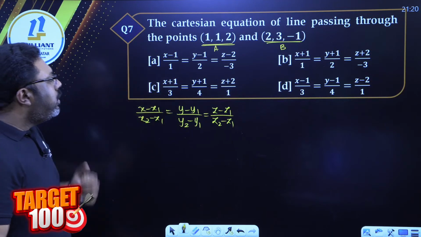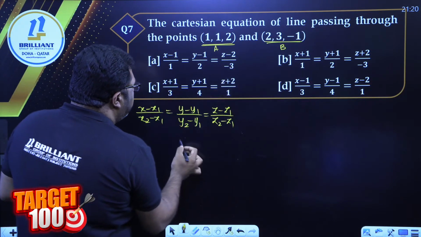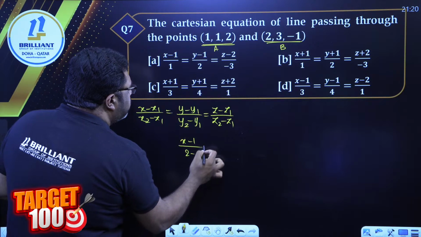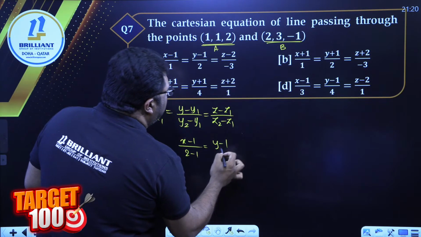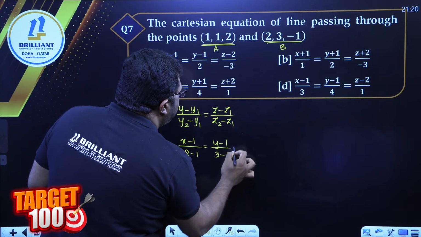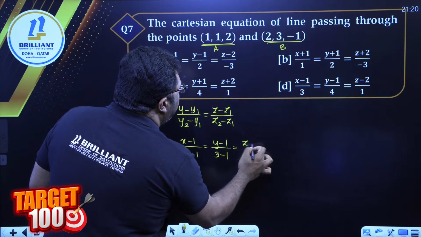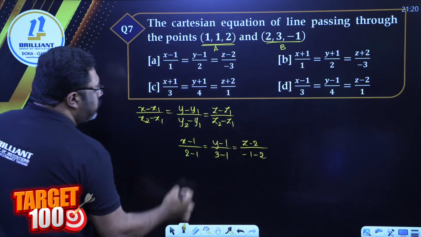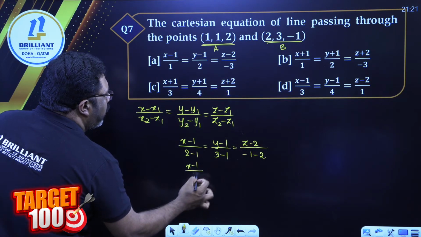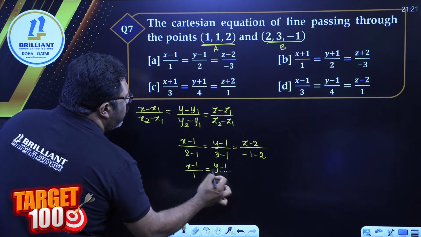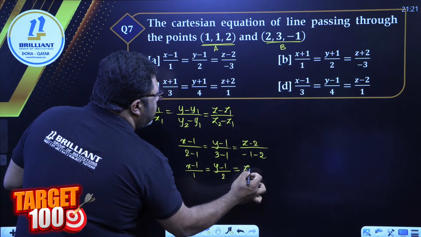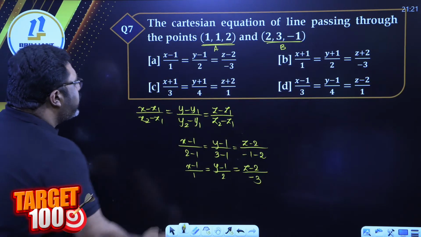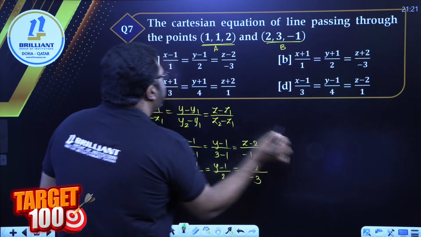Now let's try to find out: (x minus 1) by (2 minus 1), (y minus 1) by (3 minus 1), (z minus 2) by (minus 1 minus 2). So (x minus 1) by 1, (y minus 1) by 2, (z minus 2) by minus 3. Look at the options. The first option is our right answer. Yes.